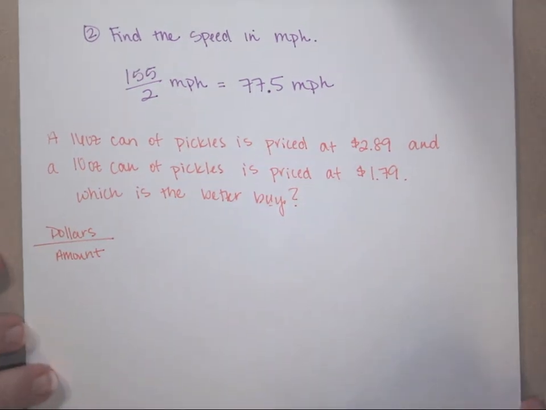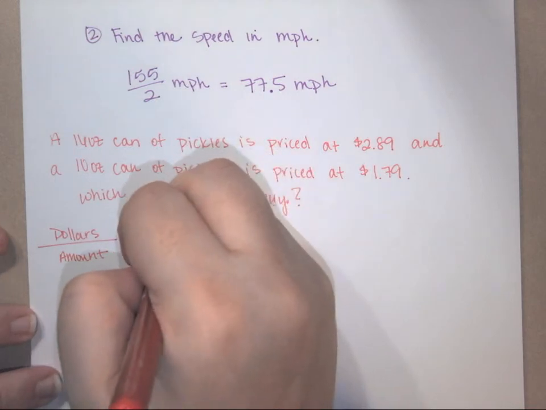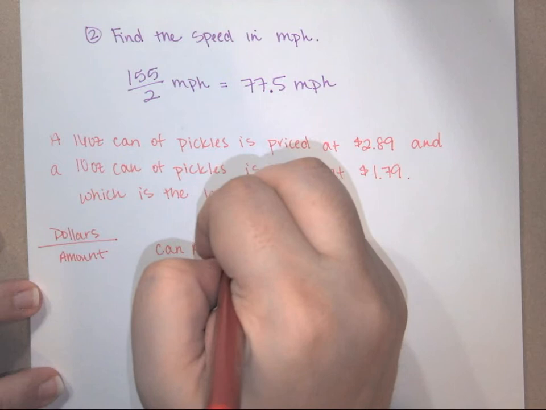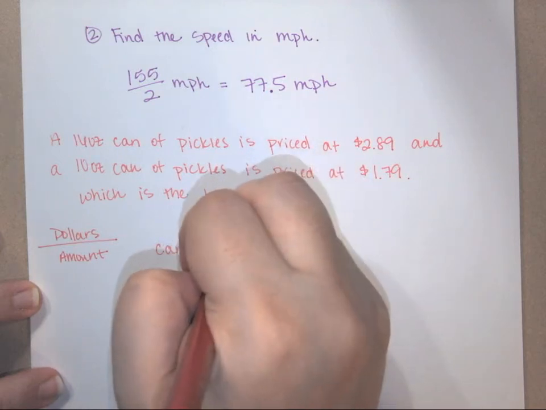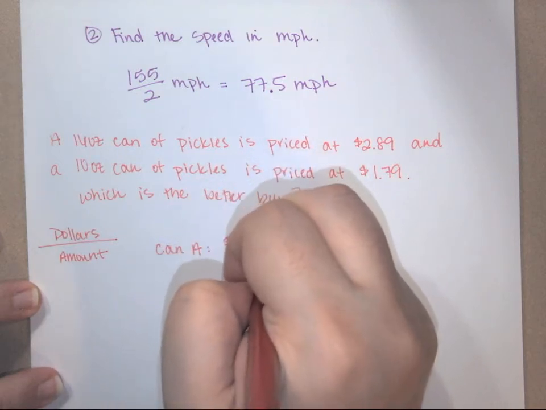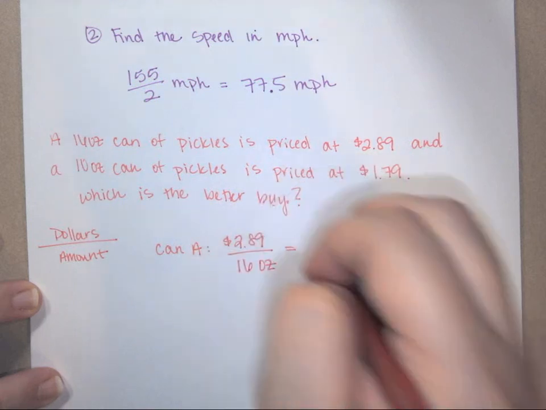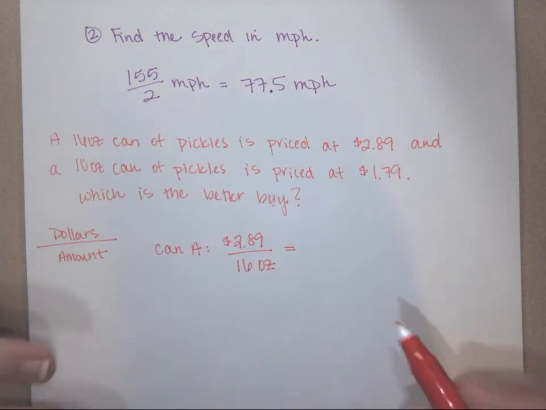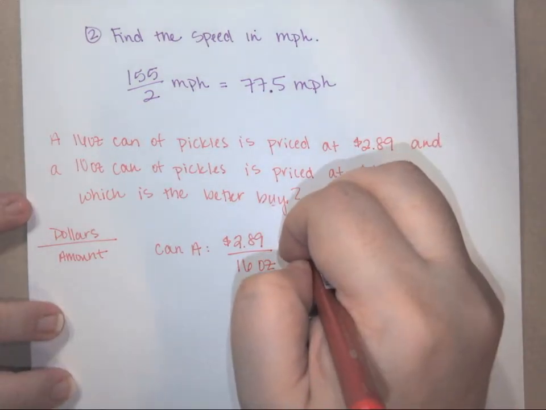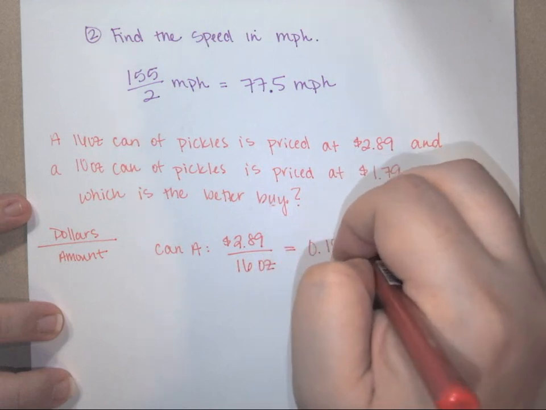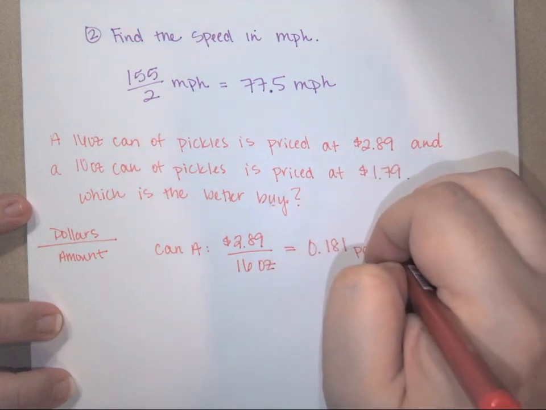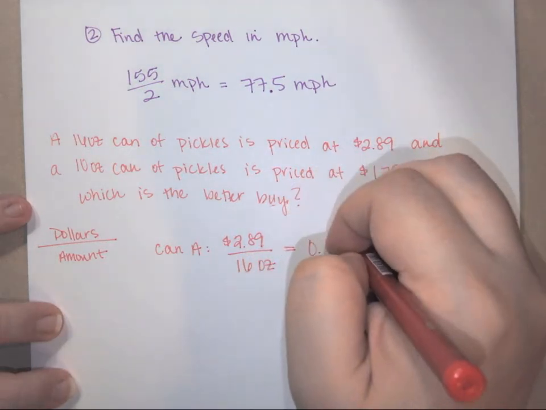So the first one I have, let's call it can A, is going to be $2.89 per 16 ounces. So we want to know what is the cost per ounce. So we would go ahead and divide $2.89 divided by 16 gives you 0.181 per ounce. Okay, and this is your cents.